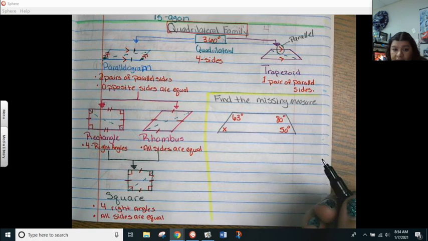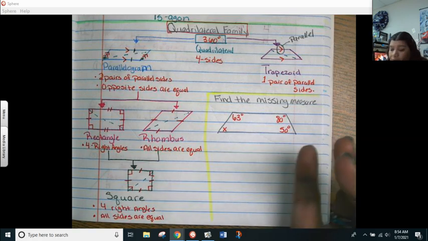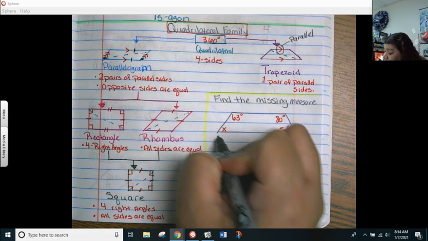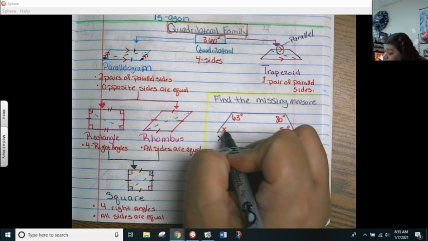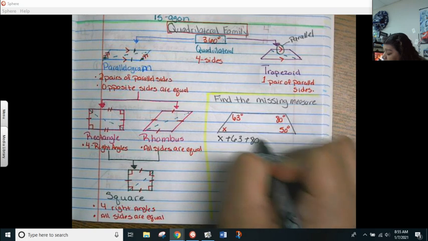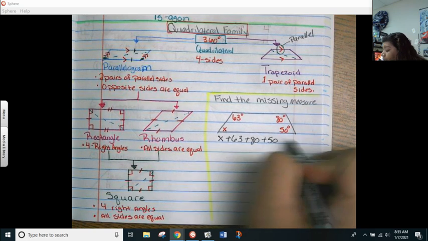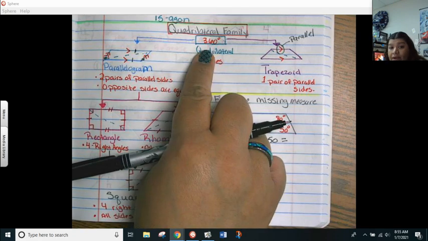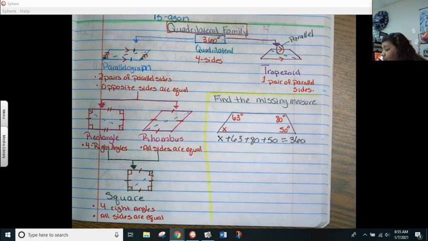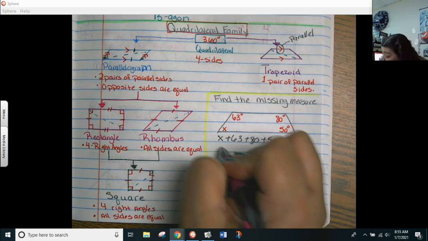a little equation out, because that's what equations are. Write down what you know. I know that if I add x plus 63 plus 80 plus 50, because of the rule of quadrilaterals, I know it has to be 360 degrees, okay? Now it's a matter of just adding everything up, all right?